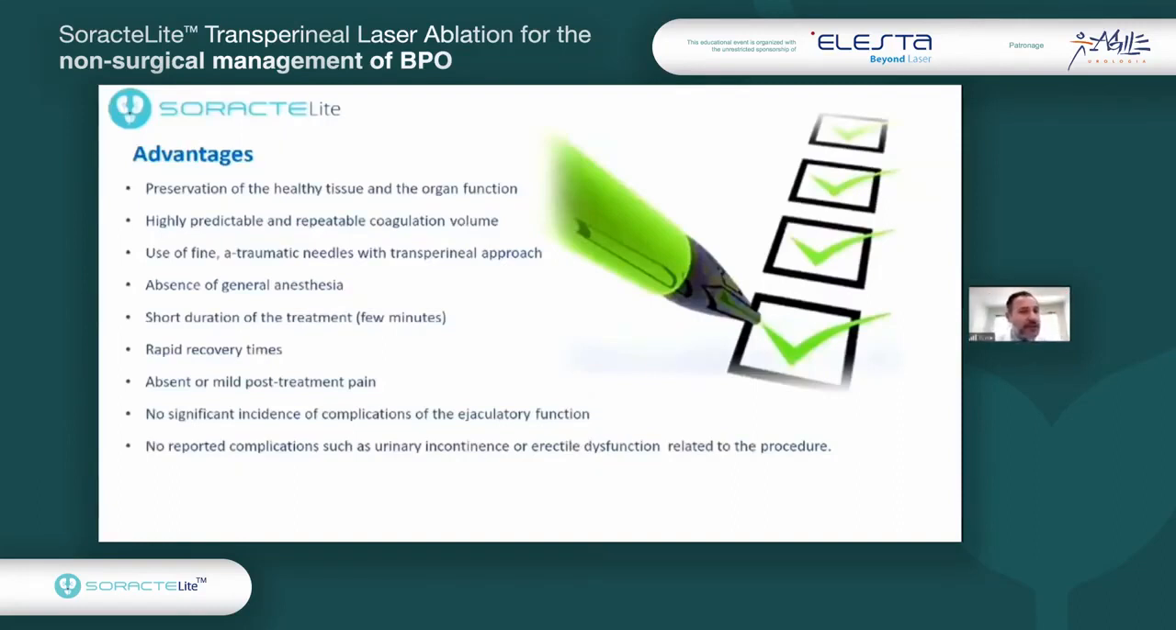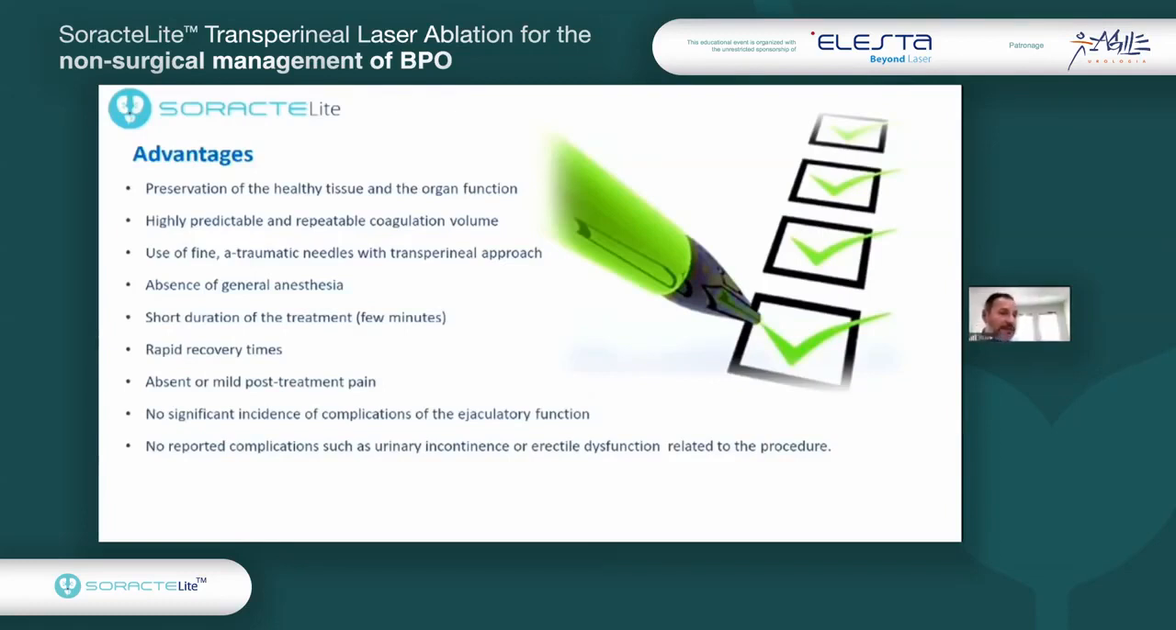There is a highly predictable and repeatable coagulation volume that we can check during and after the procedure. We use fine and very atraumatic needles with the transperineal approach. So, you have to believe me, the patient doesn't feel any pain. The only discomfort is the catheter, but it's a very tender Foley catheter. So basically, this doesn't give a lot of pain or discomfort to the patient.